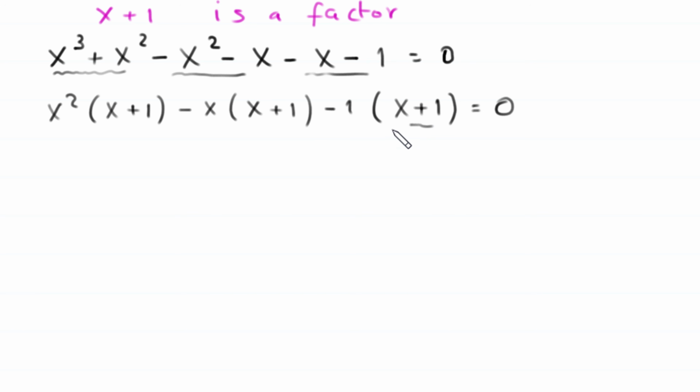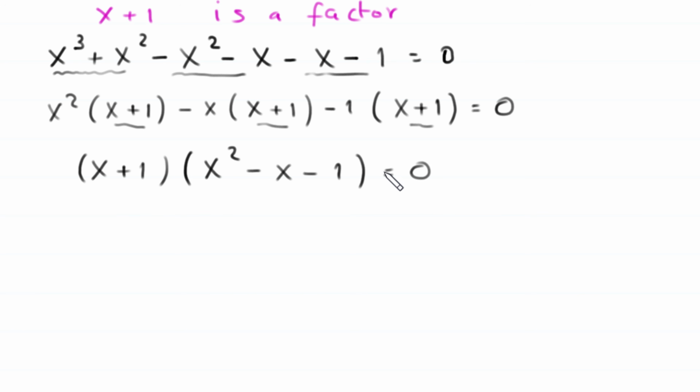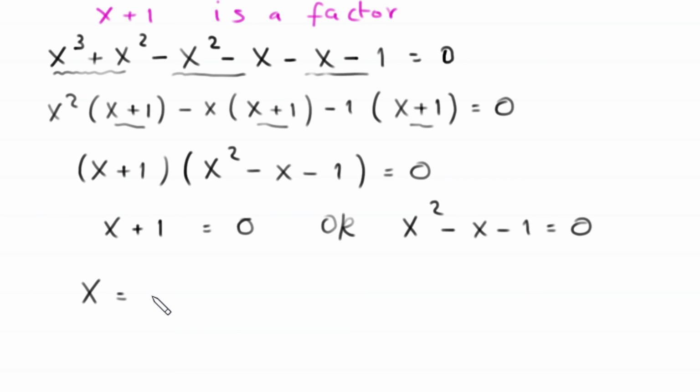This x plus 1 is a common factor, so we factor out this x plus 1, and in bracket left, x squared minus x minus 1 equal to 0. Either this expression x plus 1 equal to 0, or this expression x squared minus x minus 1 equal to 0. From this equation we get the value of x equal to -1, and this quadratic equation is not factorable, so we solve it by quadratic formula.